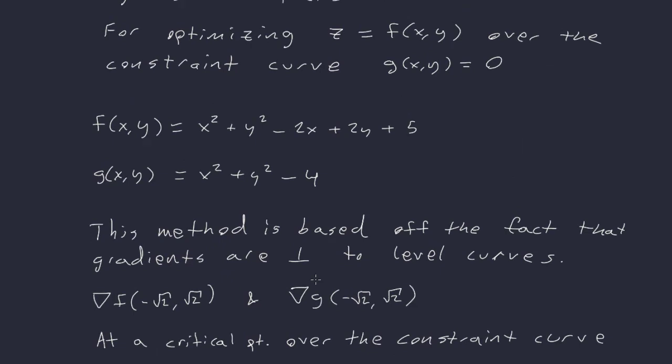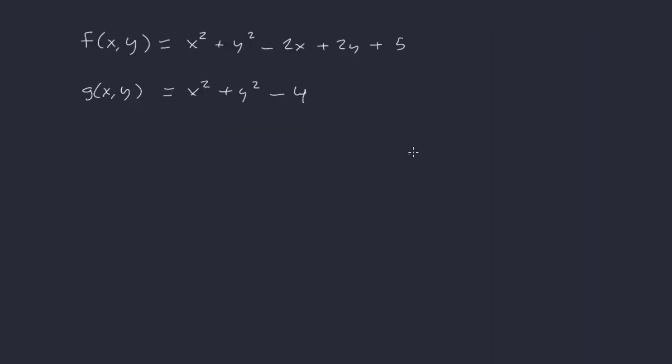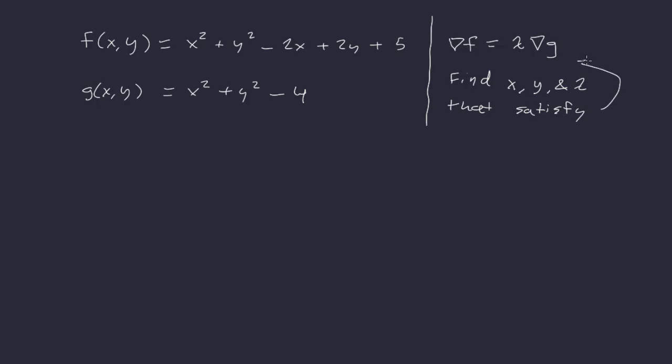Okay, so I'm going to move to a new page and we'll do that. Okay, so here we go. And remember, our Lagrange multiplier method tells us that the gradient of f is equal to some constant times the gradient of g. So basically what we want to do is find x, y, and lambda that satisfy this, and g of xy equals 0.